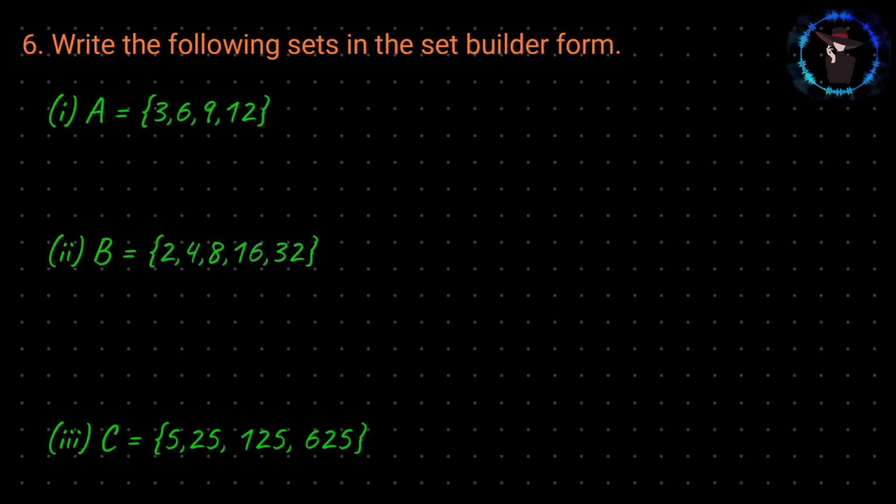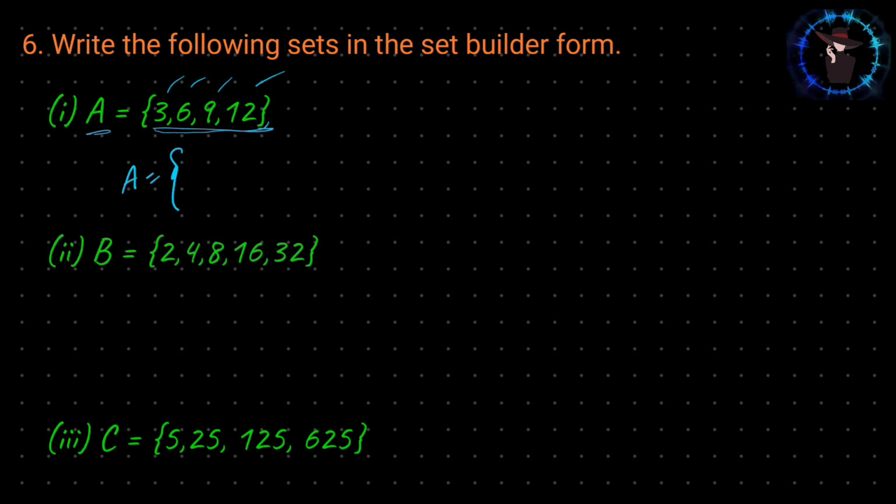So let's say that we have a set with the name A and the elements. Let's look at the elements. What do these elements look like? 3, 6, 9 and 12. It does look like the multiples of 3, right? The 3 table. So how are we going to write it in set builder form?